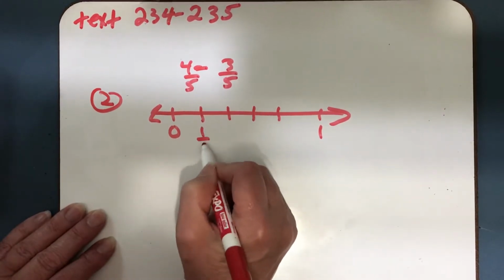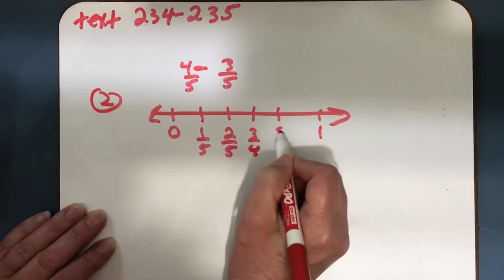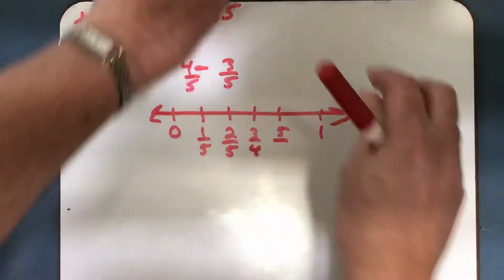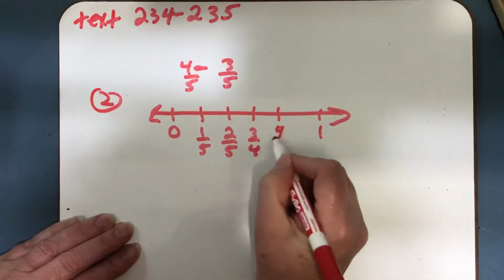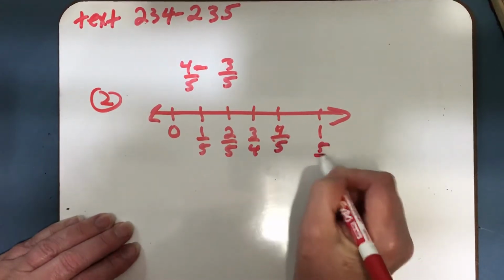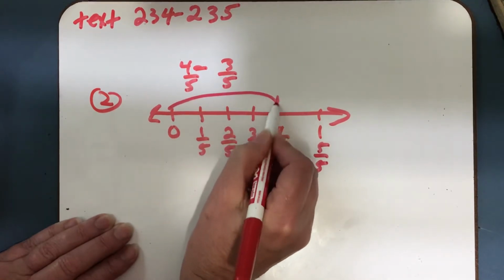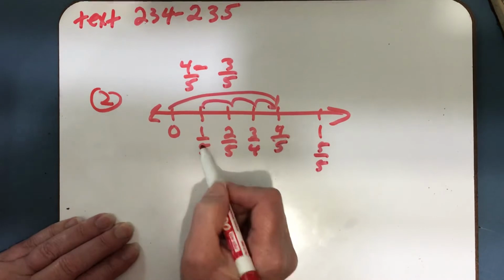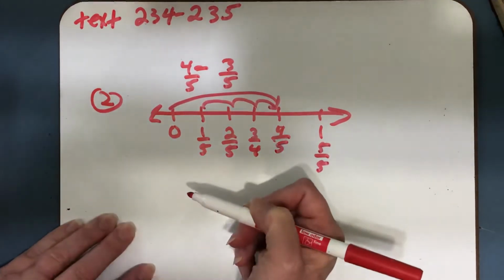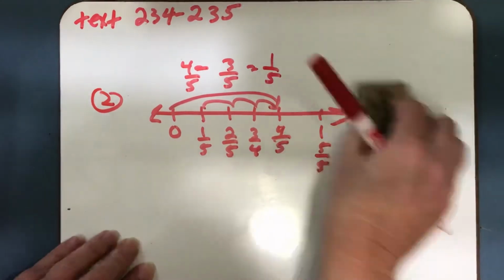So this would be 1/5, 2/5, 3/5, 4/5, and 5/5 would be 1. I'm going to go from 0 all the way to 4/5 and then count back 3/5. 1/5, 2/5, 3/5. And we end at 1/5. So 4/5 minus 3/5 equals 1/5.